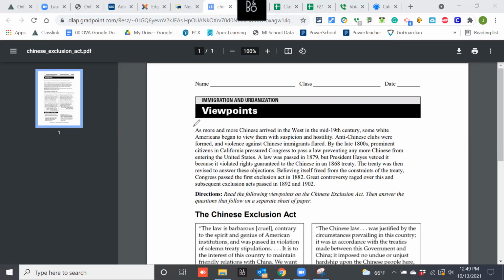So to begin, the Chinese Exclusion Act was an act that stopped the immigration of Chinese to America. So to start with, we'll read this introduction paragraph.